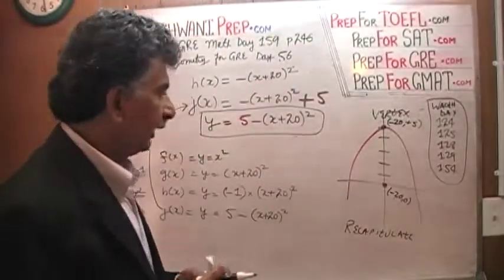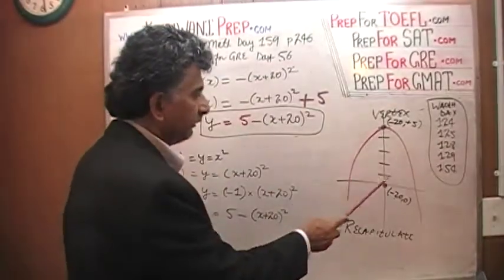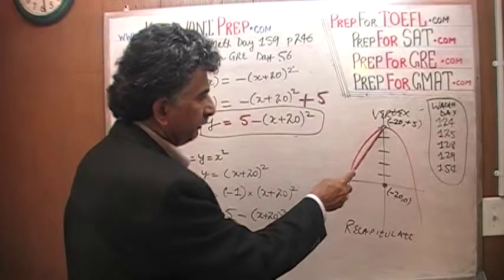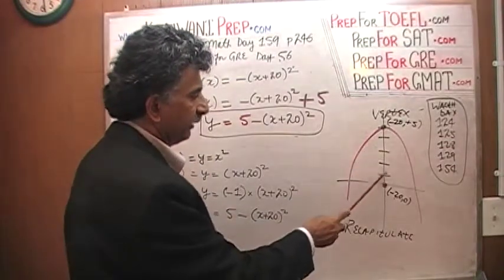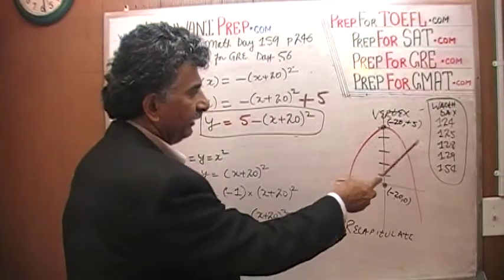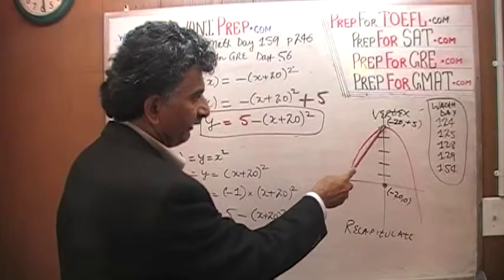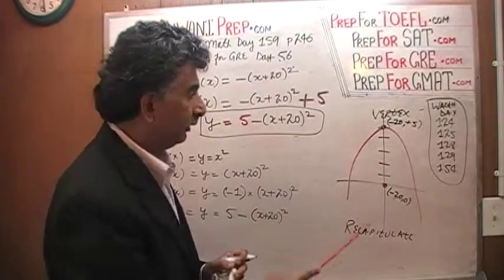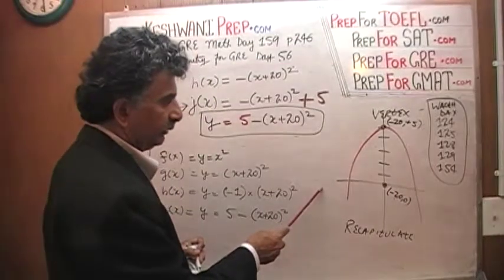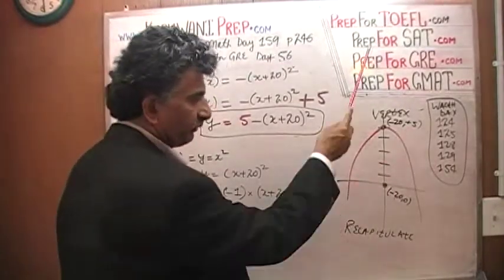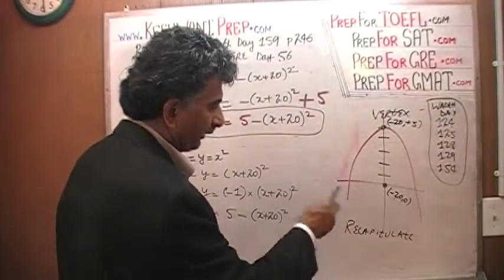What does the graph look like for j of x? It looks exactly like what it shows here. We have a parabola sitting at a vertex of negative 20 and positive 5, because it's been shifted up 5 units and shifted to the left by 20 units. Instead of 0, 0, the vertex is negative 20, positive 5. The line of symmetry is right here, where x equals negative 20.